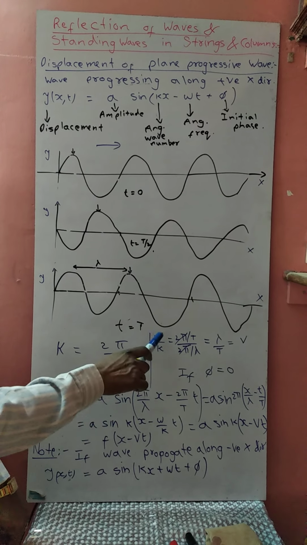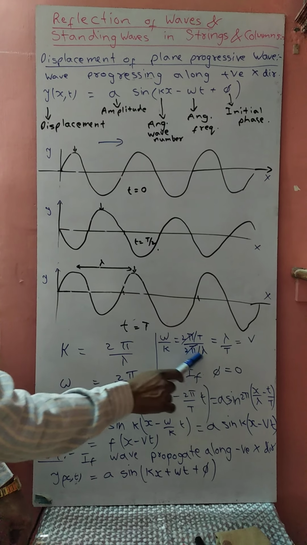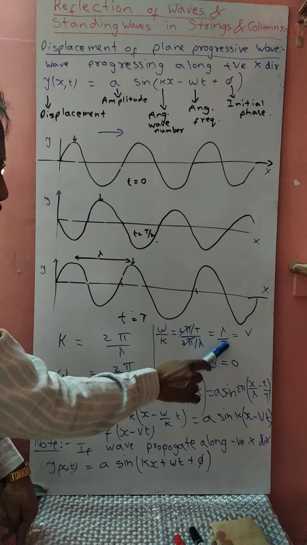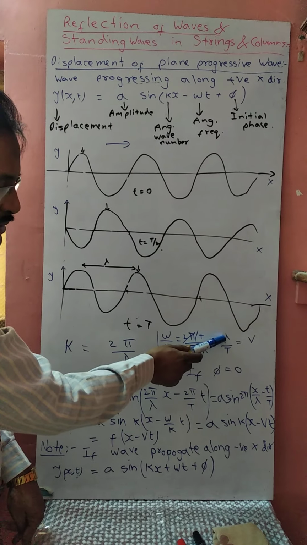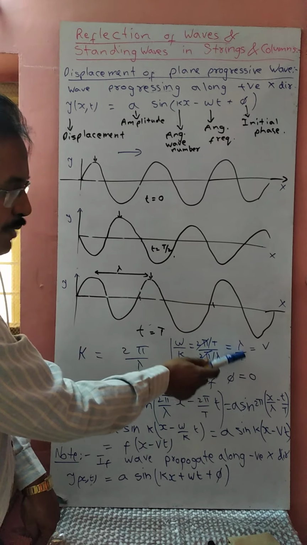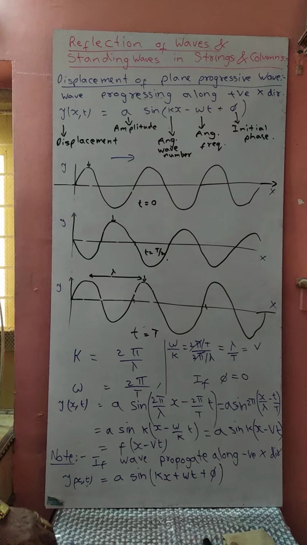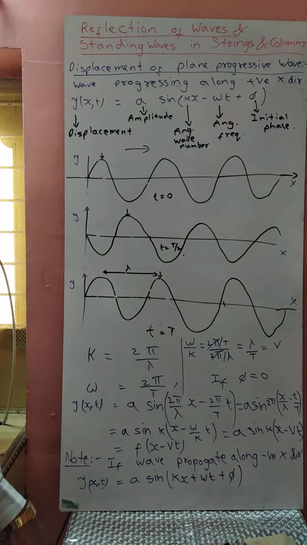So from this you can say omega by k equals 2 pi by T divided by 2 pi by lambda. So 2 pi gets cancelled, giving lambda by capital T, the distance traveled per unit time. That means lambda is the distance traveled in T seconds, so lambda by T gives the distance traveled in 1 second, nothing but the velocity of the wave. So v is the velocity. So omega by k equals v.